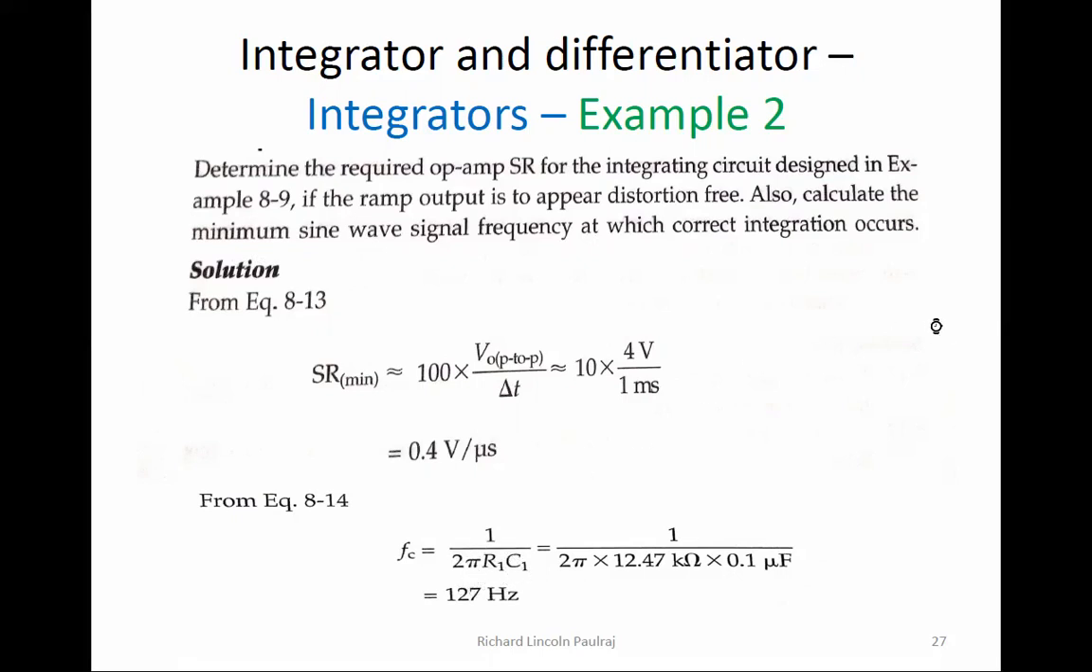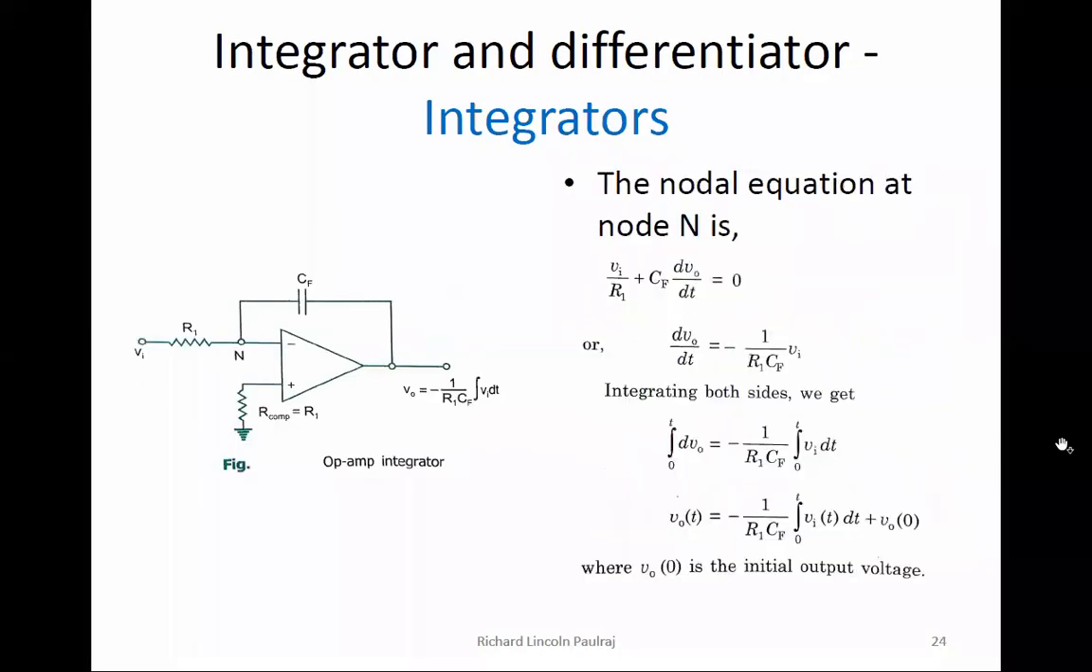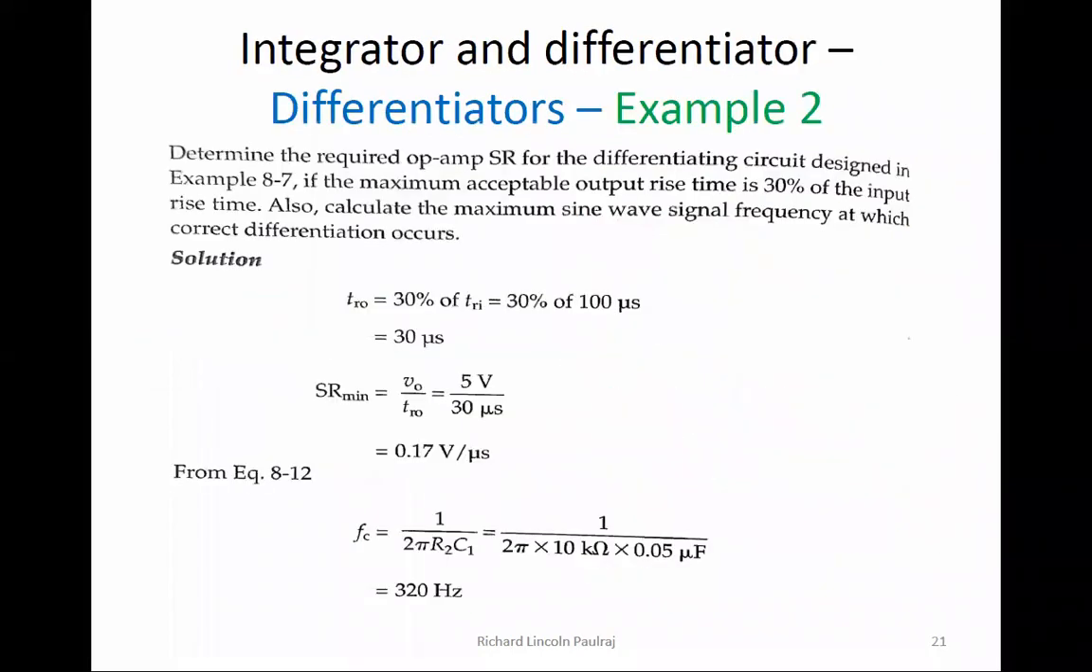But in the previous one, what we had done, we had not used R1. Let's go back to that. We had used R2. Why are we using R2? Because there it says calculate the minimum sine wave frequency at which correct differentiation occurs. So we are looking at the output side, and we have been given the data in the form of output. The output is 30% of the input rise time. So we are looking at resistor R2.